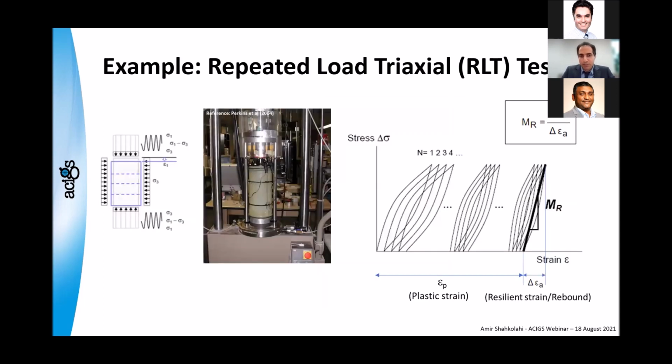Just to give an example, we all know that we use track cell testing, repeated load track cell testing, to determine the modulus. This is a very typical way of determining the modulus. And as you can see in this graph, we have plastic strain and we have resilient strain. And we use resilient strain to calculate the resilient modulus. This is a very typical approach.